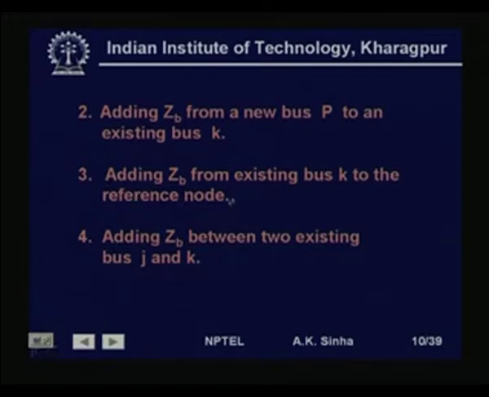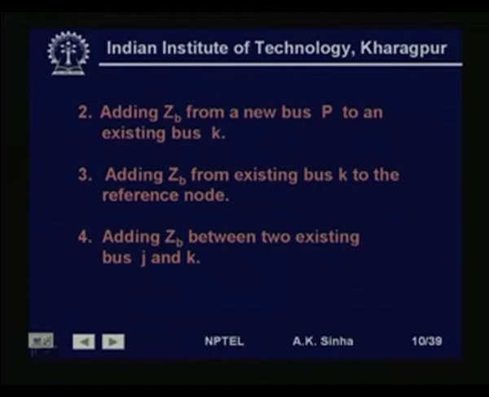We call this as type 3 modification. Type 4 modification is adding a branch with impedance ZB between 2 existing buses J and K. So, the 2 buses J and K are existing in the already Z bus, for which Z bus is available to us. Now, we are trying to add a new branch between bus J and K of this existing system. So, these 4 types of modification in general take care of all the kinds of additions or modifications that we will require in most of the cases.